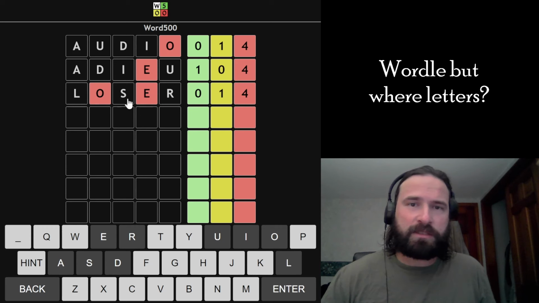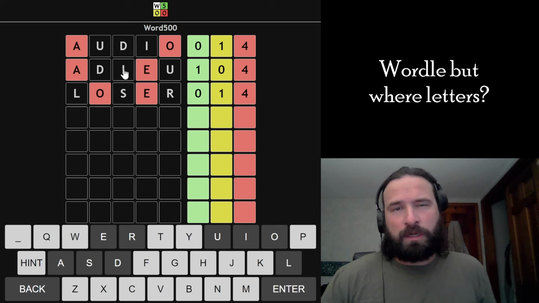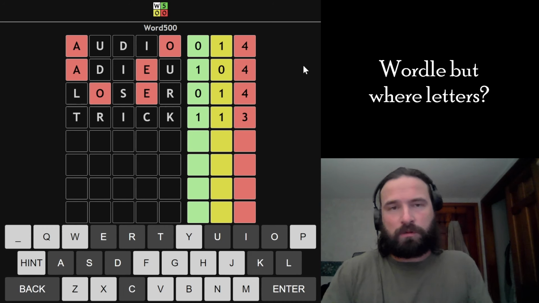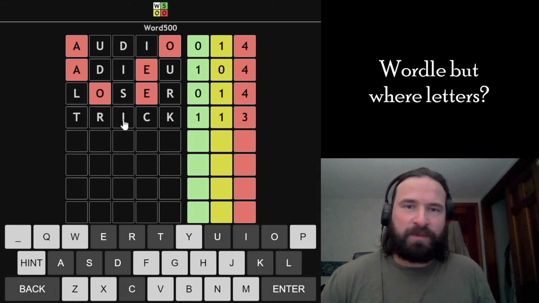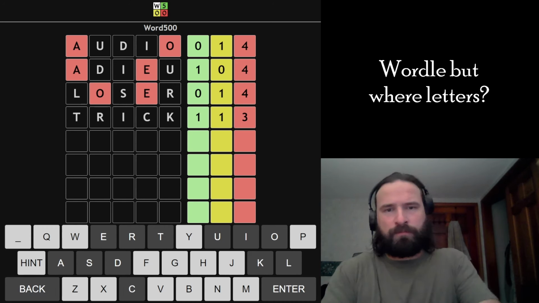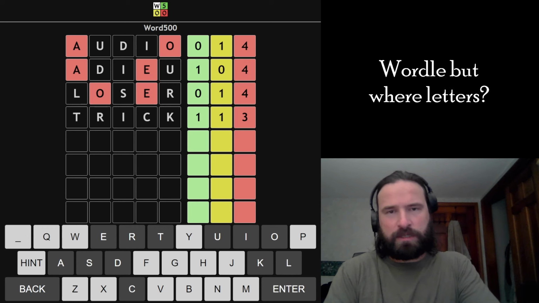So we either have an S, L, or R in the word. A can't be in the word either, because A couldn't have been yellow here and then green here. I looks pretty good here. Something like trick, okay. I kind of like keeping the I as the green. I have a vowel-centric strategy with this game.